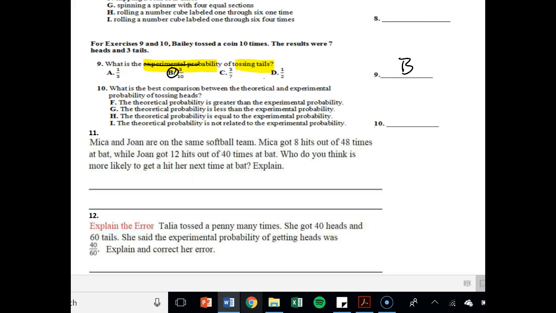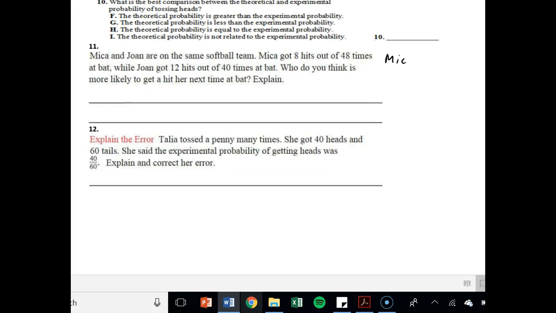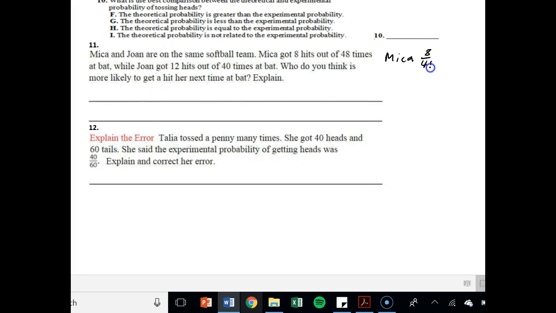Number 11, Micah and Joan are on the same softball team. Micah got 8 hits out of 48, and Joan is 12 out of 40. And if you break that down, 8 divided by 48 is about 0.166 repeated, whereas 12 divided by 40 is 0.3. Who do you think is more likely to get a hit next time? Explain. Obviously, in comparing these two, Joan has the bigger one. If you just plug in zeros, 0.300 is bigger than 0.166, right?